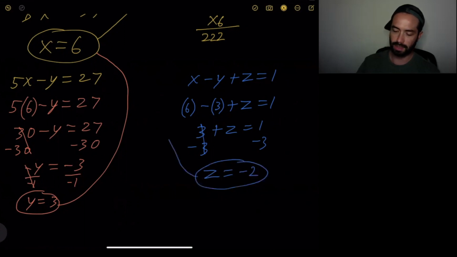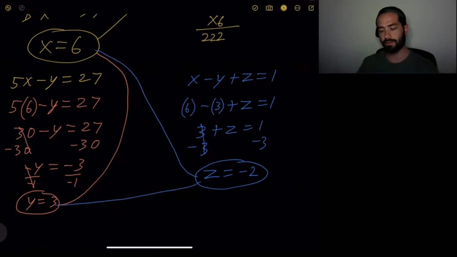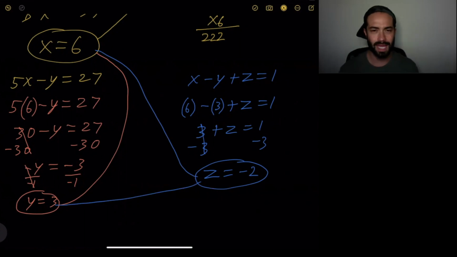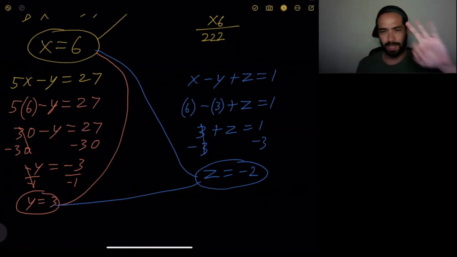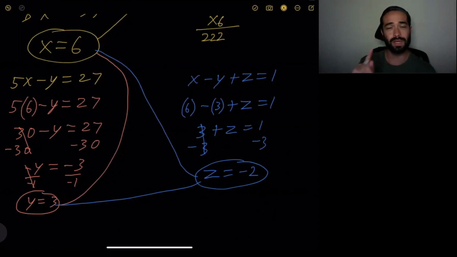Bam, and look at that. We now have all 3 of them. That is 3 variables, 3 equations, and the 3 variables are each inside 3 equations. Okay, one more thing we need to do. We need to check the other 2 equations really fast. Here we go.